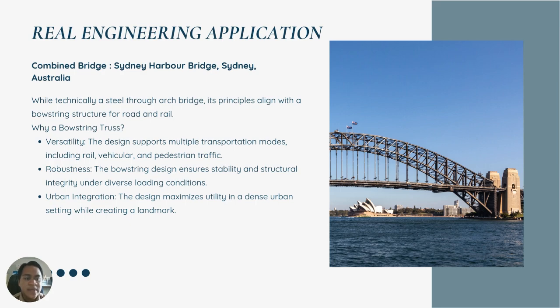I choose Sydney Harbour Bridge from Sydney, Australia. So why does this bridge use bowstring truss? First, versatility. The design supports multiple transportation modes, including rail, vehicular, and pedestrian traffic. Second, robustness. The bowstring design ensures stability and structural integrity under diverse loading conditions. Last, urban integration. The design maximizes utility in a dense urban setting while creating a landmark.